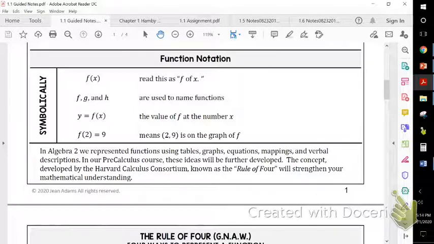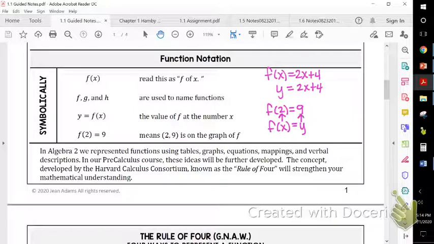But remember, f of x is the same thing as y, because if we have f of x equals 2x plus 4, that's the same thing as saying y is equal to 2x plus 4. And because of that, if we have that f of 2 is equal to 9, well, remember, we normally see this as f of x, and we just said above there that f of x is the same thing as y. So knowing that, my x would be 2, my y would be 9, which means I have the ordered pair 2, 9.